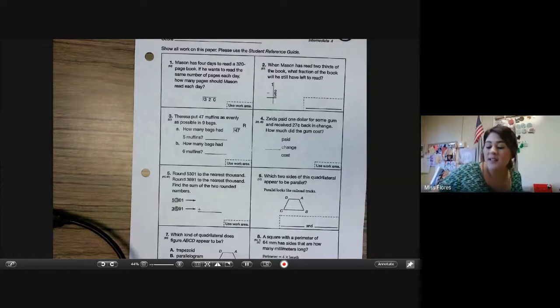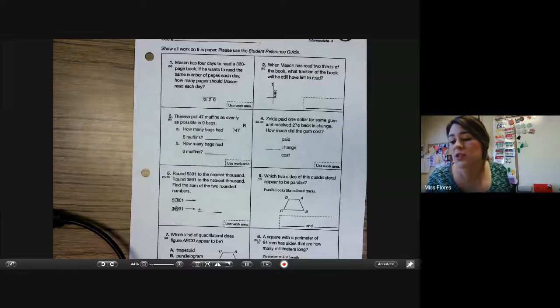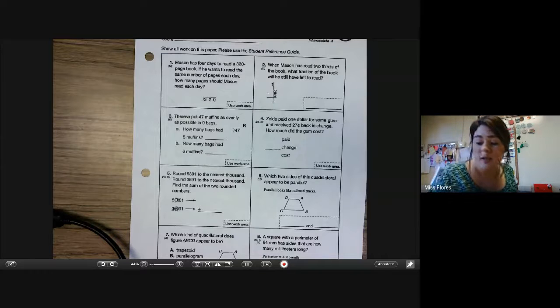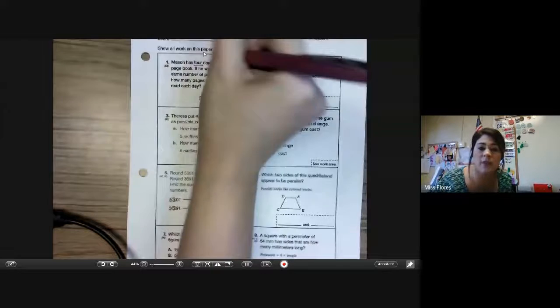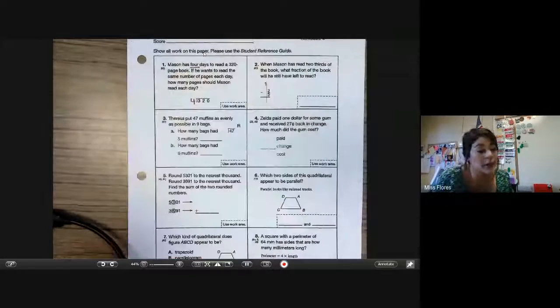Number one, Mason has 4 days to read a 320-page book. If he wants to read the same number of pages each day, how many pages should Mason read each day? So they've already set it up for you as a division problem. You're going to divide 320 by what? So what are we going to divide that by? We're going to divide it by 4 because 4 is how many days he has, and he has 320 pages to read.